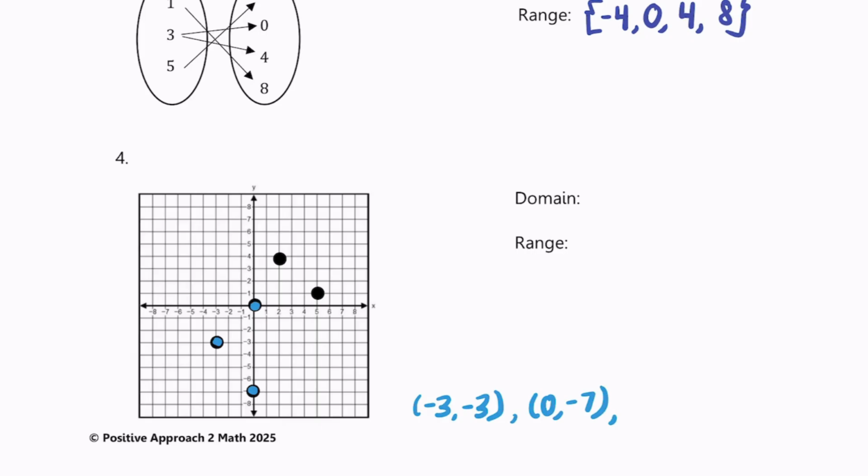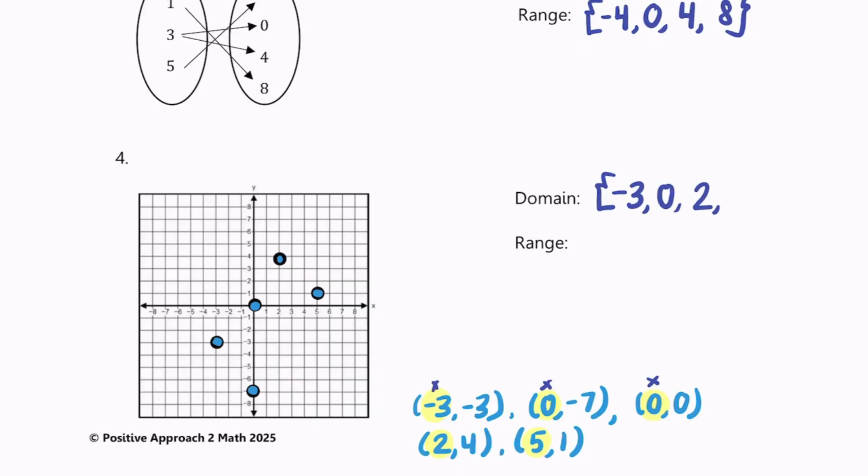The next one that I'm highlighting is the origin, 0, 0. The next guy is 2, 4. And last but not least, we have 5, 1. Okay. And so now when I want to talk about the domain, I'm talking about the x values. So -3, 0, 0, 2, and 5. I want to make sure I put those in order from least to greatest and list no repeats. So -3, there are 2 zeros here, so I'm only going to list that one time. 2 and 5.